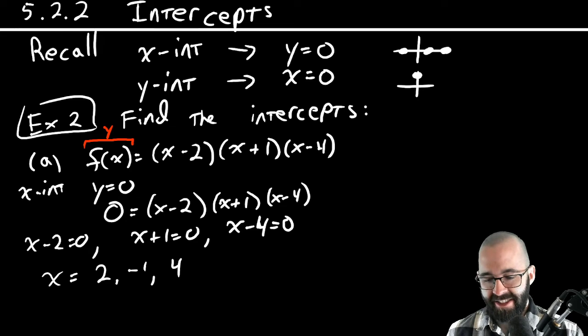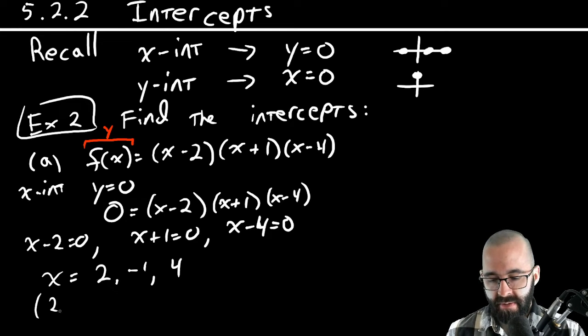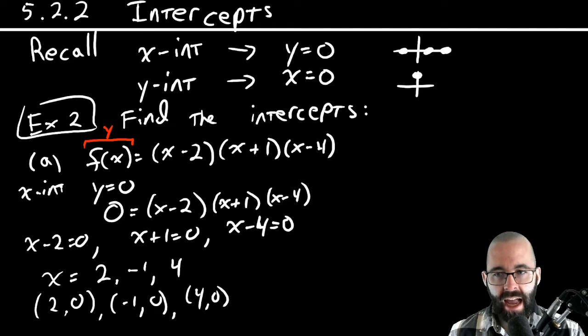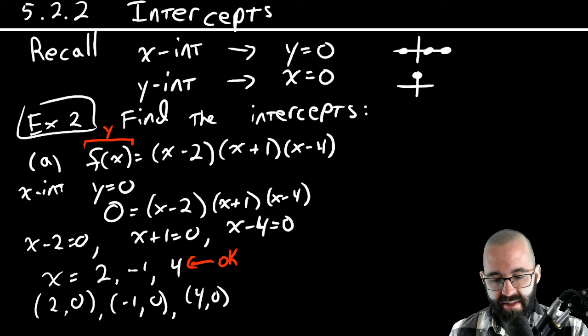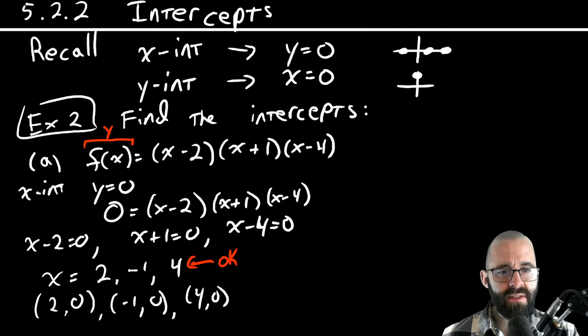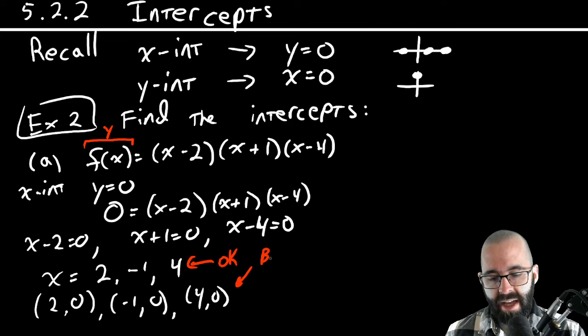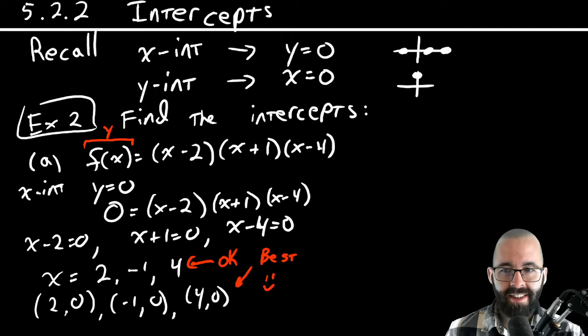All right, so these are the points, the intercepts. They're the points where y equals 0: 2 comma 0, negative 1 comma 0, and 4 comma 0. These are our x-intercepts. As a side note, I will take this as an answer. Not all math professors will. But this thing on the bottom is the best. You want a little happy face?